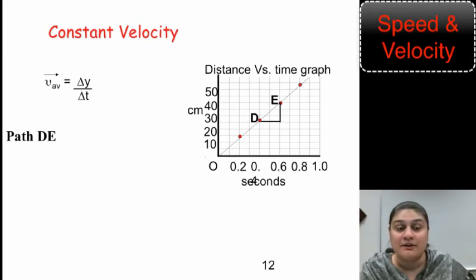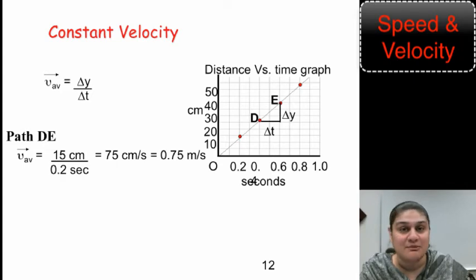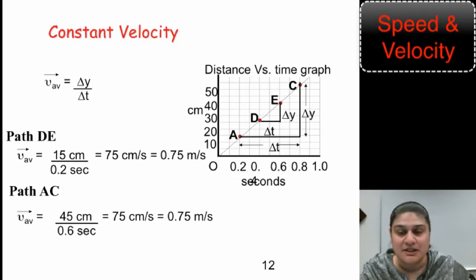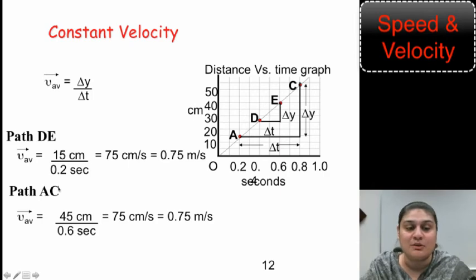Now my delta y for this case is about 15 centimeters and my time is about 0.2 seconds, which gives me 75 centimeters per second. Always convert to SI units, which gives me 0.75 meters per second. Now choose another path, A to C, which is represented by this curve in the distance versus time graph. If you were to find the average velocity, it will be 45 centimeters divided by 0.6 seconds, which gives me 75 centimeters per second. Now compare the path DE to the path AC.